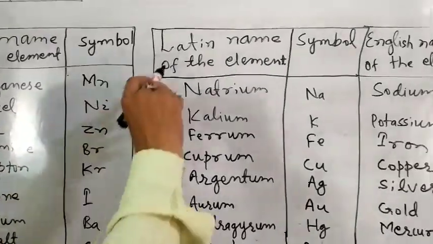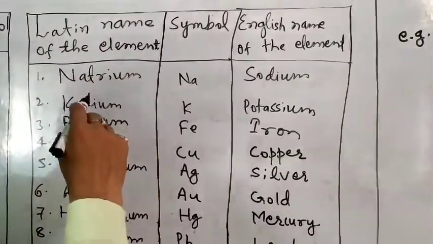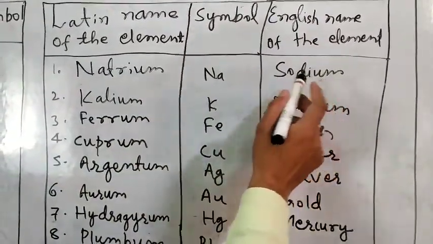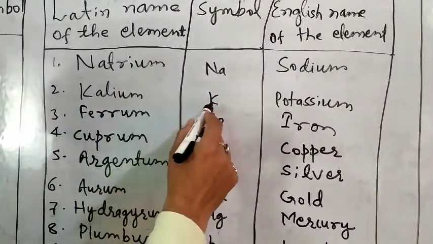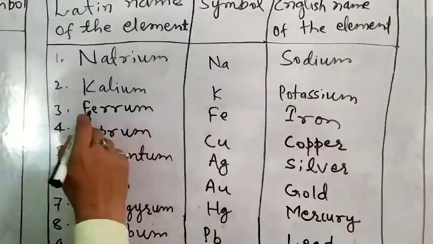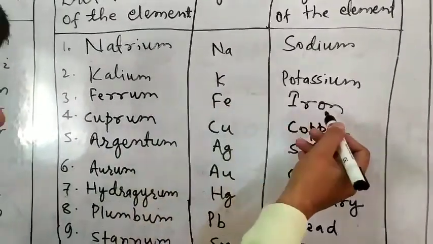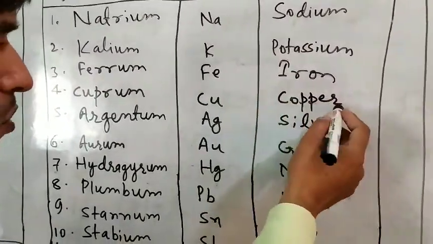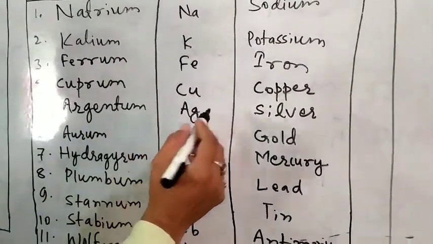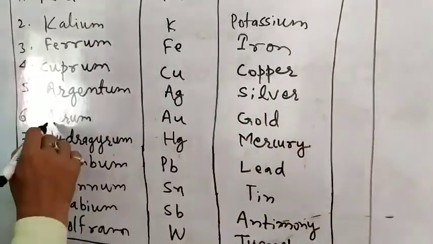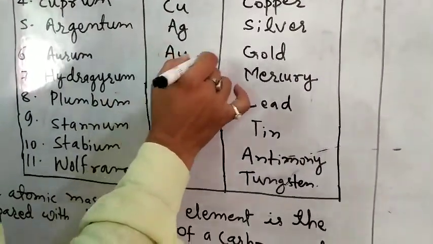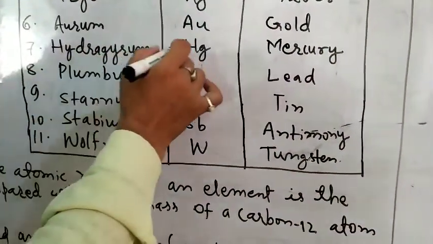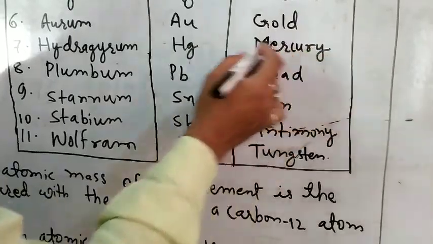While for the Latin names of the elements: natrium has the symbol Na and its English name is sodium. Kalium, symbol K, English name potassium. Ferrum, Fe, English name iron. Cuprum, Cu, English name copper. Argentum, Ag, silver. Aurum, symbol Au, and its English name is gold. Hydrargyrum, Hg, and its English name is mercury.